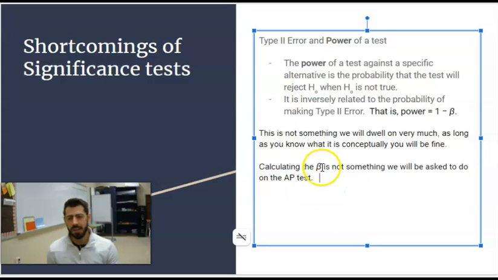and the way to find that is 1 minus the probability that you incorrectly fail to reject the null hypothesis, then you'll be good to go. Calculating beta itself is not something that we're ever asked to do on the AP test, or within the scope of this class at all. Maybe in college, if you take statistics in college, you'll have to do it.